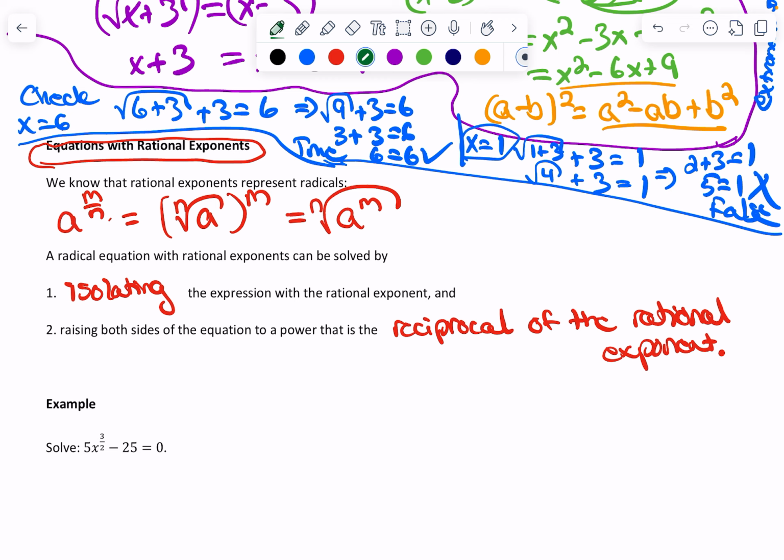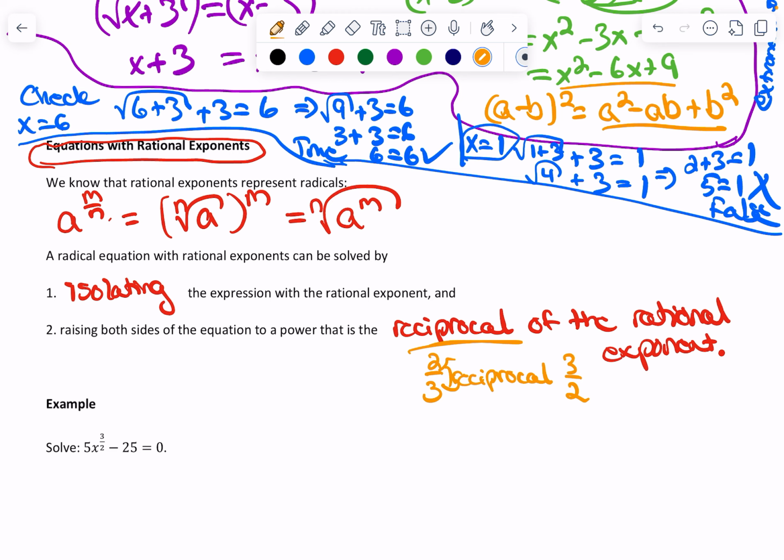Now, the word reciprocal. Reciprocal means that we flip it over. So for example, if we have 2 over 3, the reciprocal would be 3 over 2. So we're just flipping it over. So that's what we're doing.